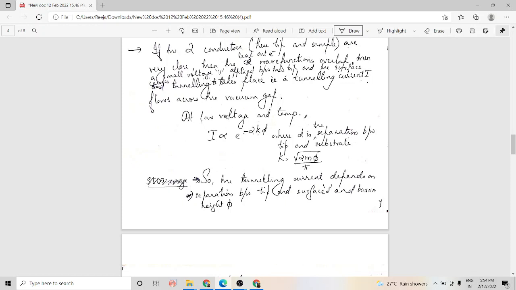At low voltage and temperature, this tunneling current I is proportional to e raised to minus 2kd, where d is the separation between the tip and the substrate, and k is equal to root of 2mφ by ħ, which we discussed earlier. So the tunneling current depends on two factors: the separation between the tip and the surface, and φ, the potential barrier height, because 2, m and ħ are constants. One is the separation d, and the other is the barrier height φ.